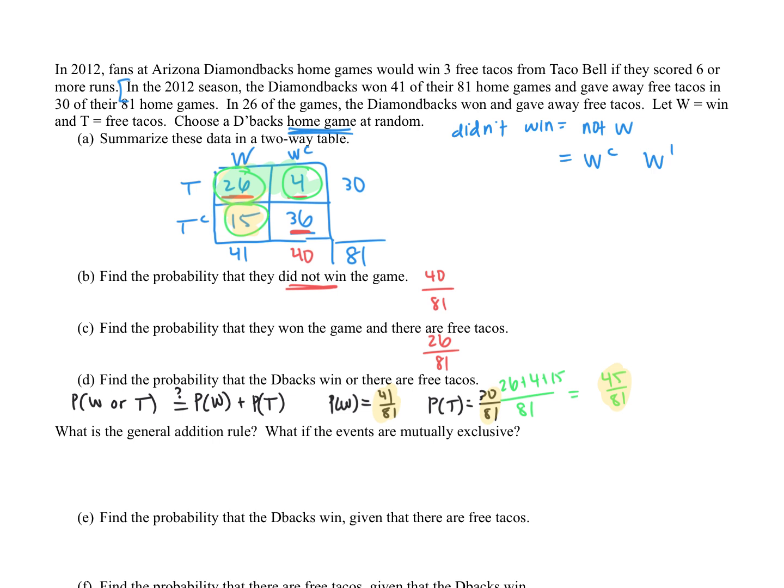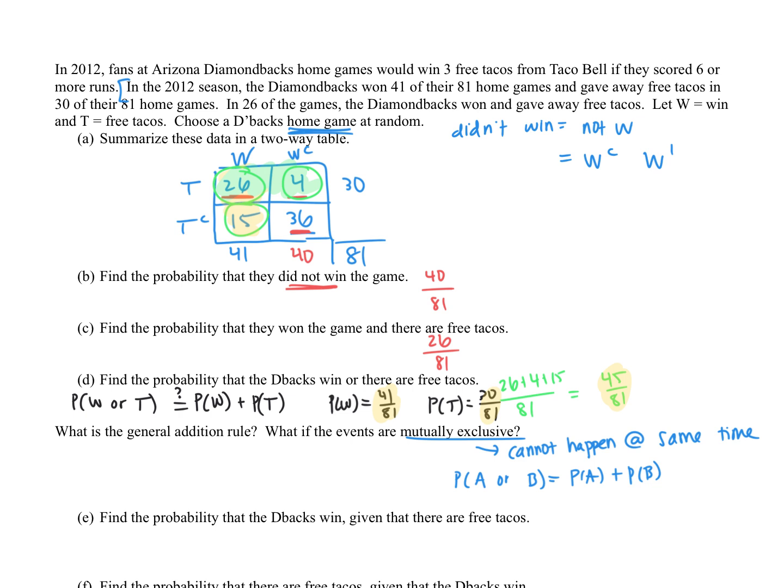Okay, so let's write down what we just said. If events are mutually exclusive, if we remember, that means they cannot happen at the same time. So then, if I'm looking at the probability of A or B, I take the probability of A and I add the probability of B. Only though if the events are mutually exclusive, if they cannot happen at the same time. In the case of what we did in D, that the Diamondbacks win or that there are free tacos, those can happen at the same time. Right? The team can win and give away free tacos at the same time.